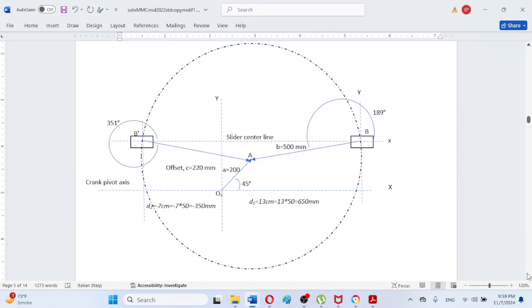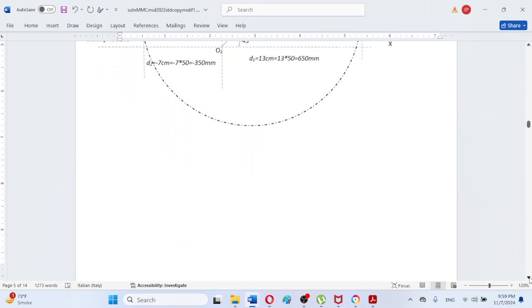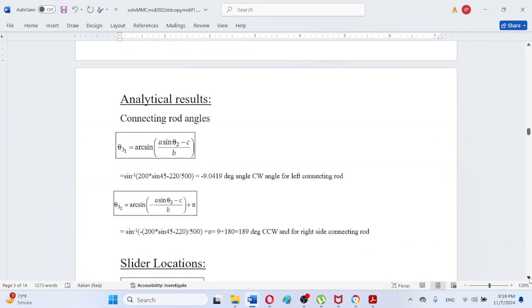So the graphical solution has been completed, and after that I have applied the analytical formula. So the analytical results: first is the connecting rod angle, theta 3 1. As we can observe here, that is equal to, the formula is given according to the book, sine inverse, and a is equal to 200 and theta 2 is 45 degrees, and c is actually positive, which is equal to minus 220 millimeter. So that will be divided by 500.